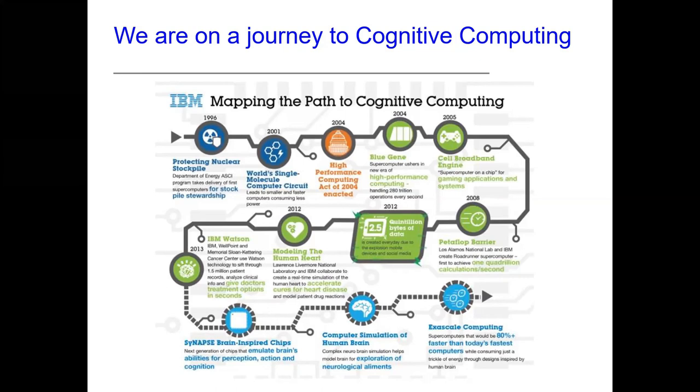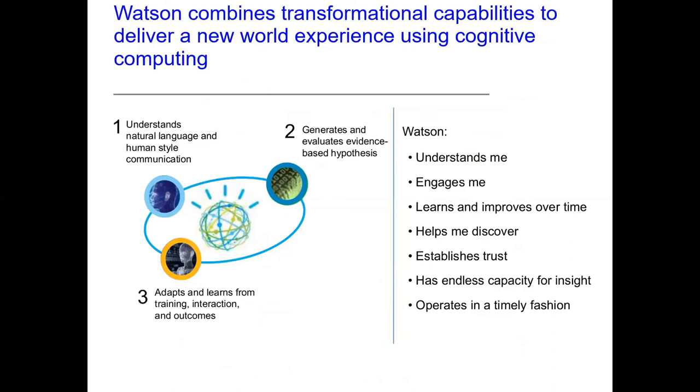So from this we are learning that by increasing the interconnections between the neurons, the synapses, we can go for brain-inspired chips, emulating the brain's abilities for perception, action and cognition by increasing the number of connections, and computer simulation of the human brain and escalating computing. Within a few slides I will complete it, because I'm running out of time. Watson combines transformation capabilities to deliver a new world of experience. It understands natural language and human-centric computing as the first step of cognitive computing. Second, it generates evidence-based hypotheses. So this is again a backpropagation neural network.